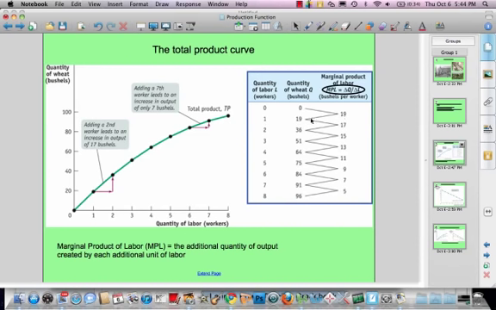So 19 for the first, then the second, going from 19 to 36, the difference is 17. So according to this equation, change in quantity over change in, in this case, labor, because we're talking about marginal product of labor, labor is in the denominator.